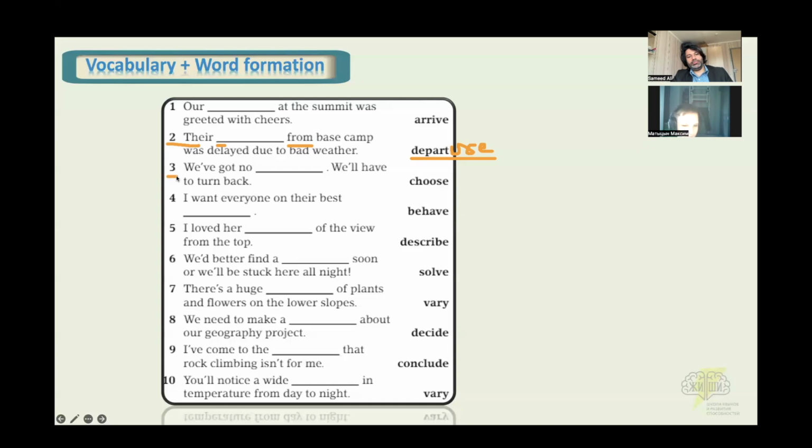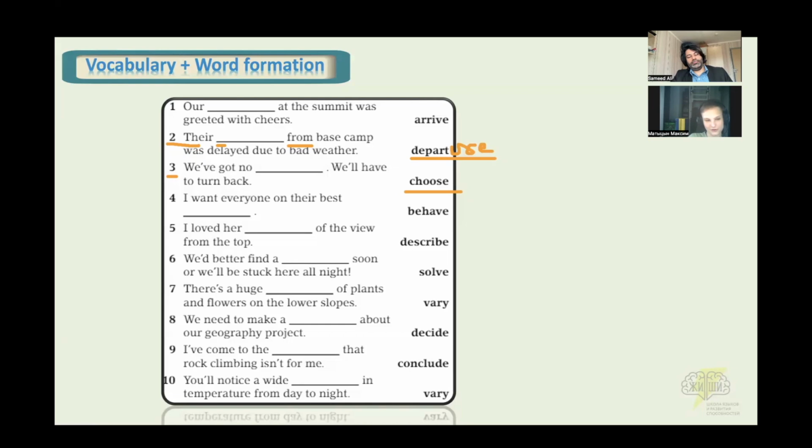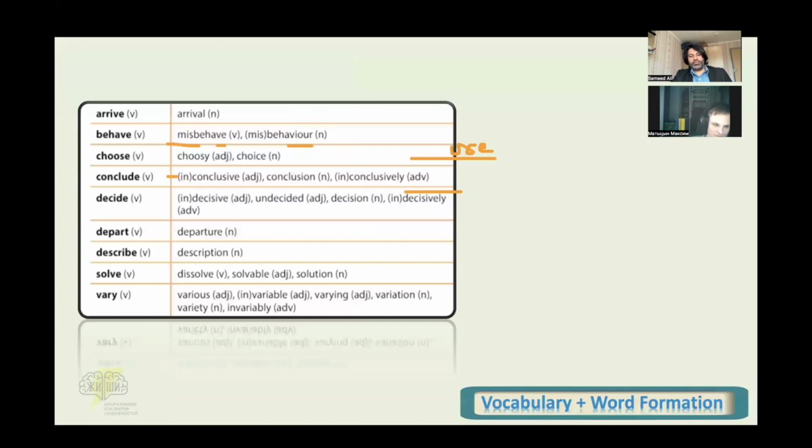We have got no choose, we will have to turn back. Let me show you. Choice. Yes, choice. I want everyone on their best behave. Behavior. Yes.